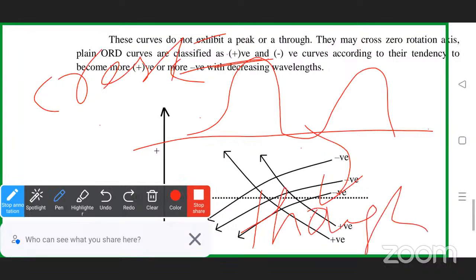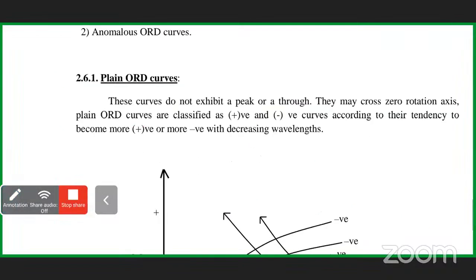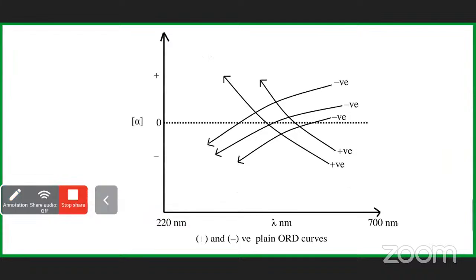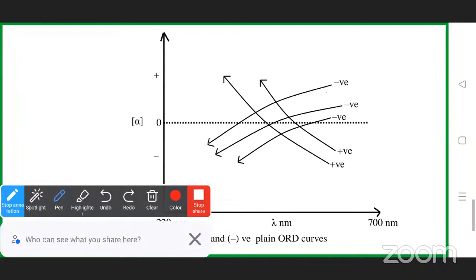Okay, so crest and trough. In the wave nature of light, we observe these crest and trough. But in a plain curve, we won't observe the crest and trough. It appears as a simple line, with some lines about this zero. So, a zero rotatory line here.